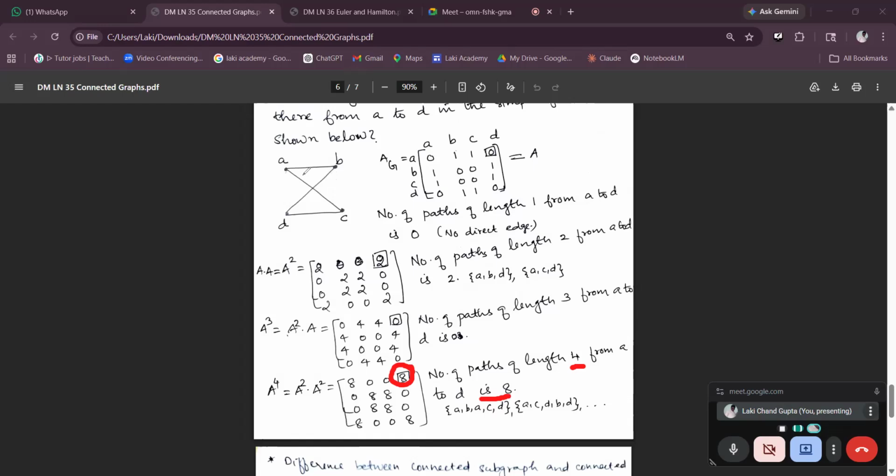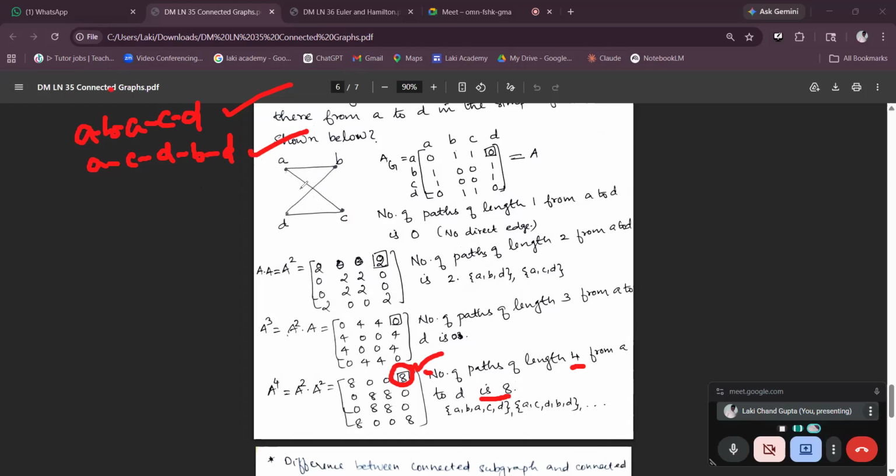First is what? A, B, A, C, D. This is the first path, of length 4. You can count. Second is A to C, C to D, D to B. So these are only 2 possible paths, but you have to find 8 possible paths.